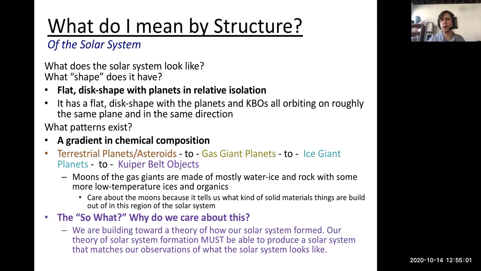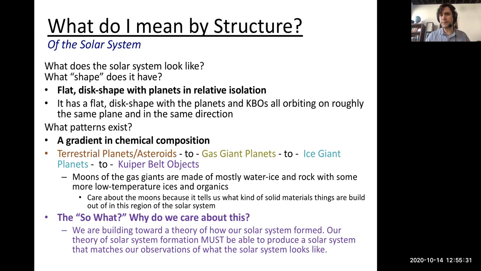Well, what we're really working on is we want to build a theory of how our solar system formed. And to do that, we've been gathering up all the evidence of what our solar system actually is. What is its current state? What objects are in there? What are they made out of? So that's going to be our gradient and chemical composition. And what is the shape of the solar system? Because all of these are pieces of evidence for building a formation theory for the solar system.